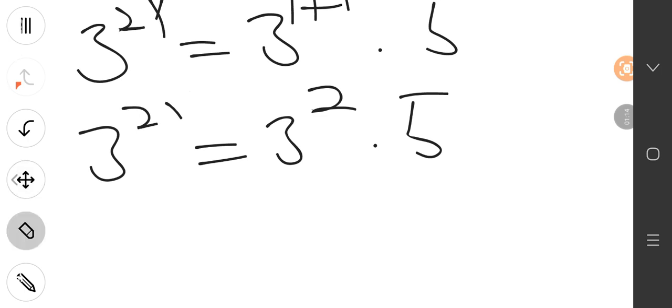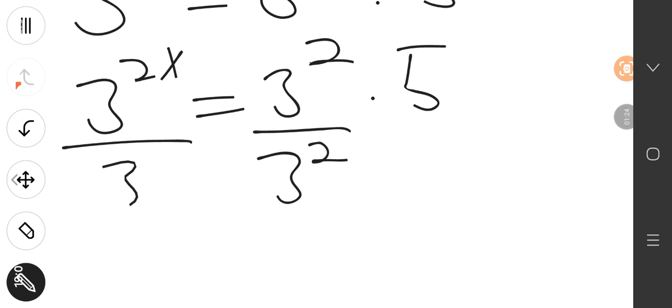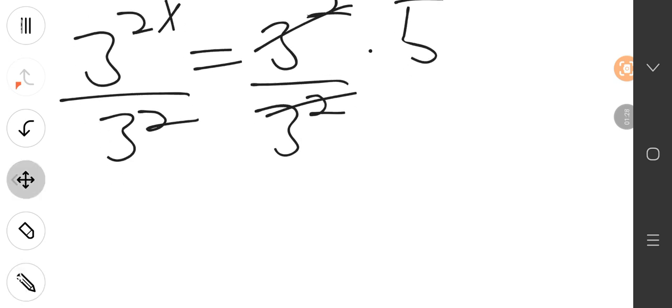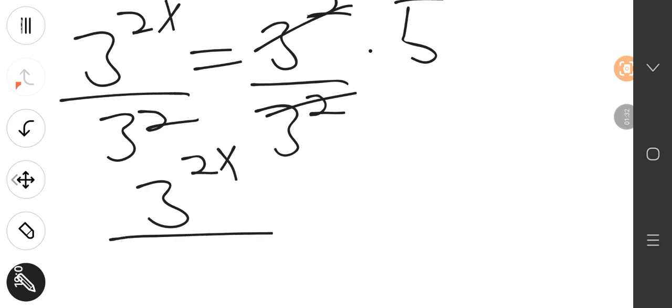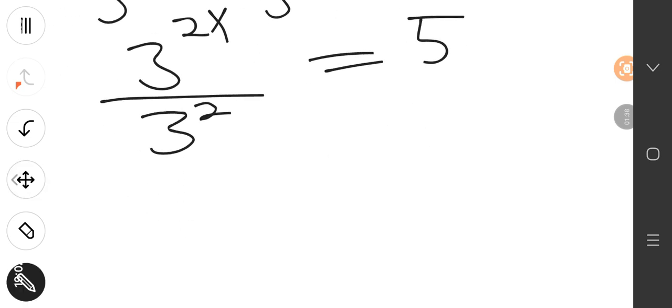Now let's divide both sides of the equation by 3 exponent 2 so that we can apply the quotient rule. So we are left with 3 exponent 2x over 3 exponent 2 equals 5. So now we are going to apply the quotient rule.